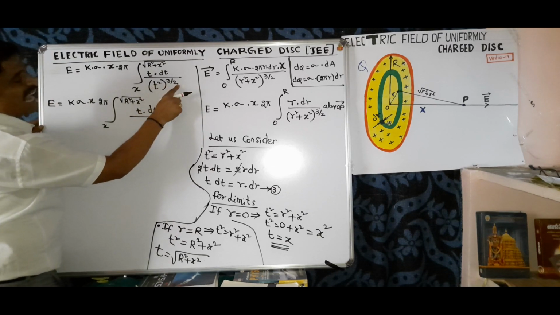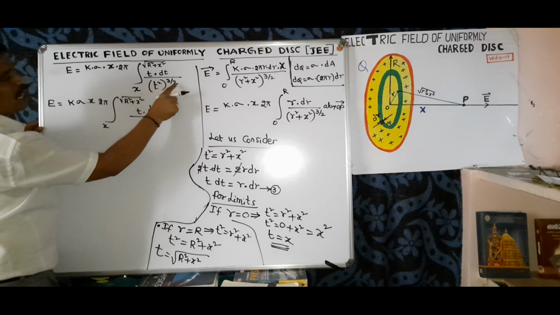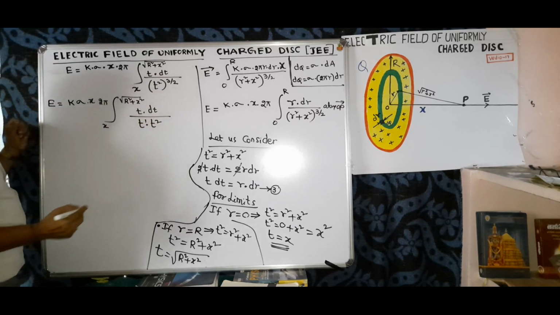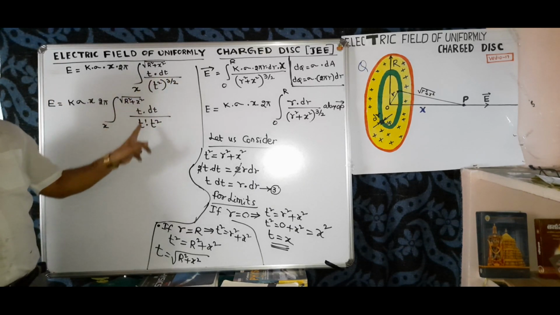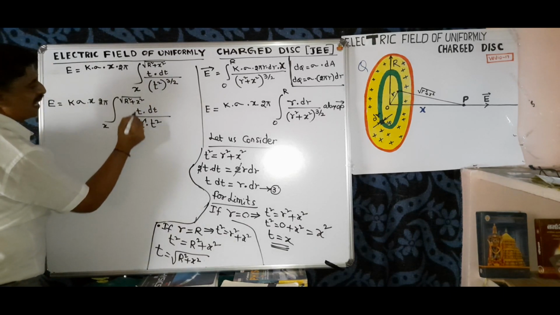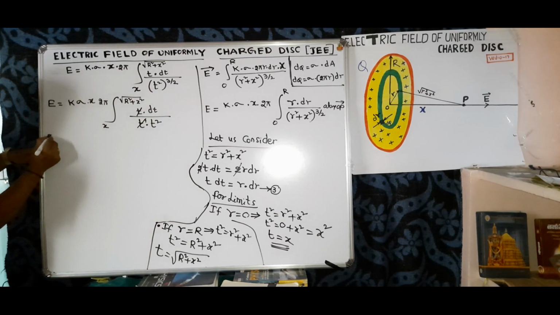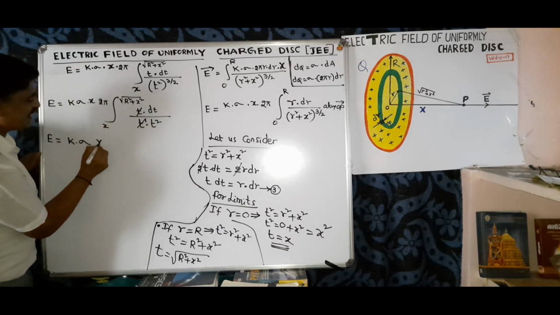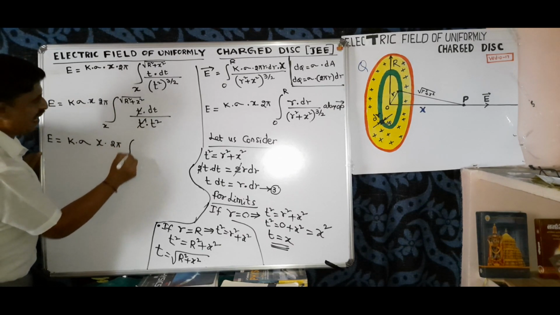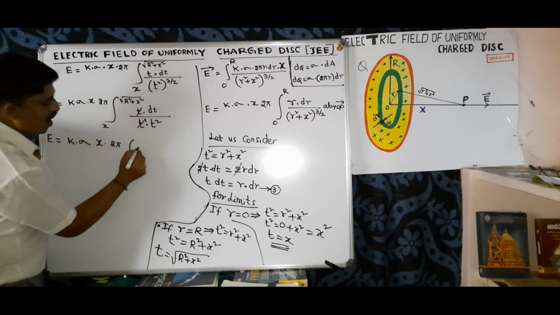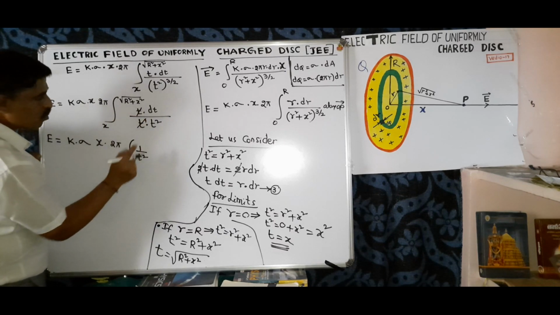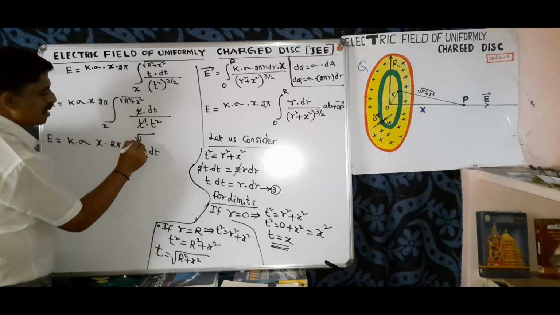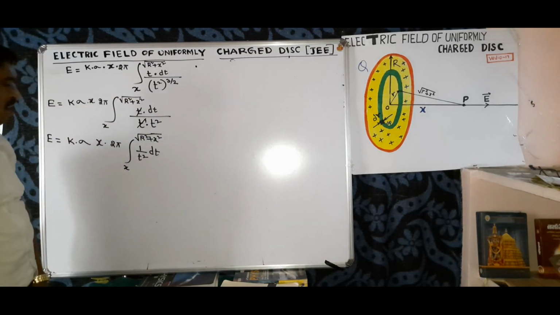Now 2 gets cancelled. T cube, I am writing as T into T square. TT gets cancelled. Capital E is equal to K into sigma into X into 2 pi into integral of 1 by T square into dt, lower limit X, upper limit under root of R square plus X square.